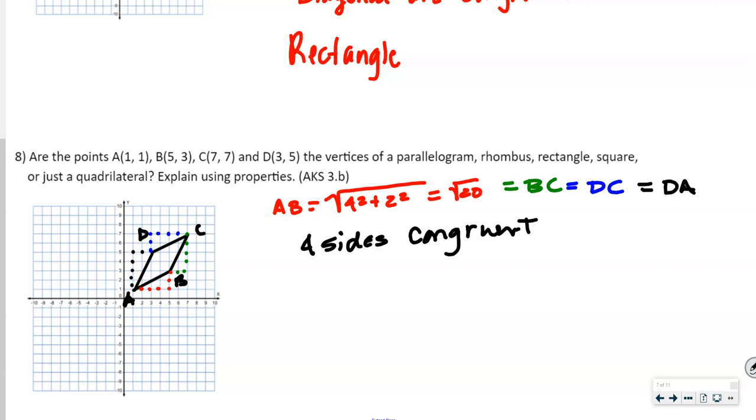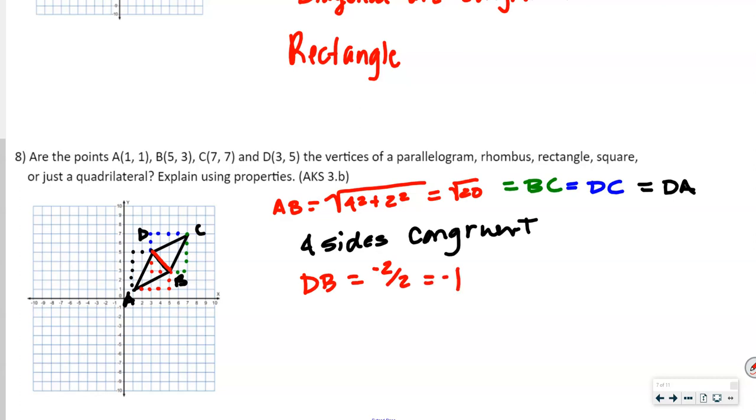Okay. Now we could also use one other property. We could compare the diagonals here. So the diagonals here, let me see if I can do this in a different color. So there's one of my diagonals, DB. So DB, the slope of DB is 2 down, 2 over, so that's a negative 1.